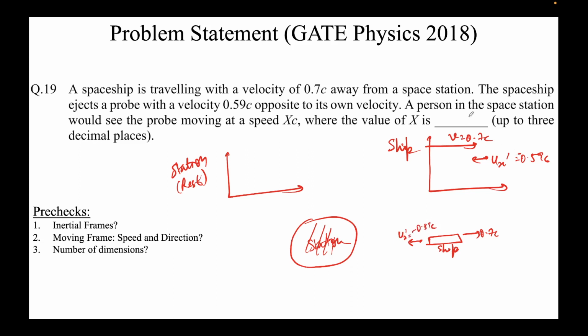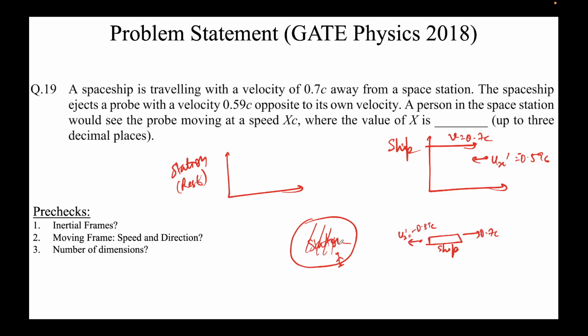The question asks, now the space station, a person is sitting here also, right? So this person saw that a probe is ejected. Now this person wants to know what is the velocity of this probe as per their measurement, right? So they must have some way to measure, some sensors to sense the motion of this probe. So they want to know the velocity and direction of this probe. That's what the question is asking.